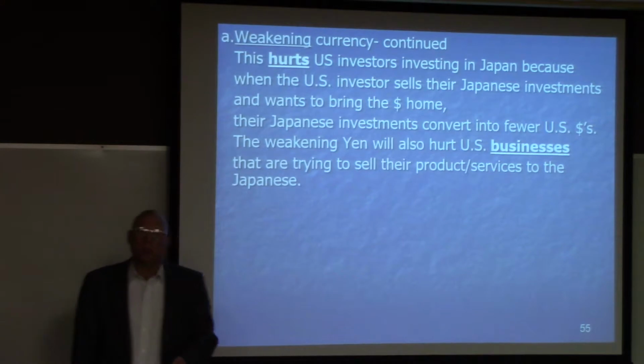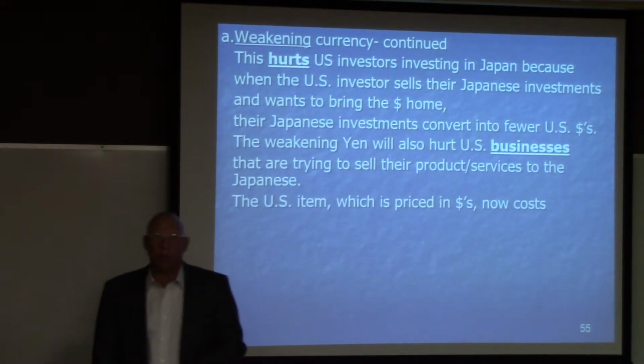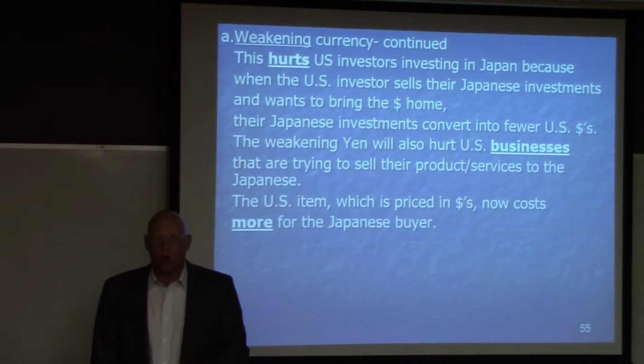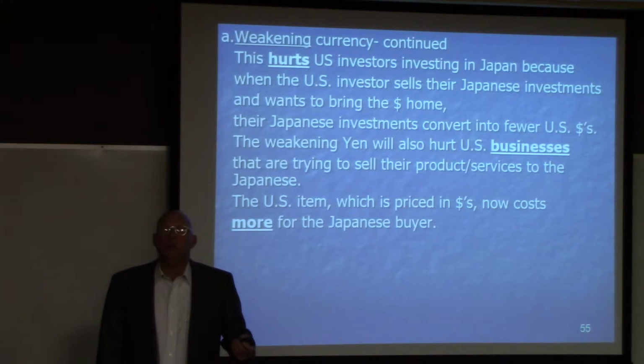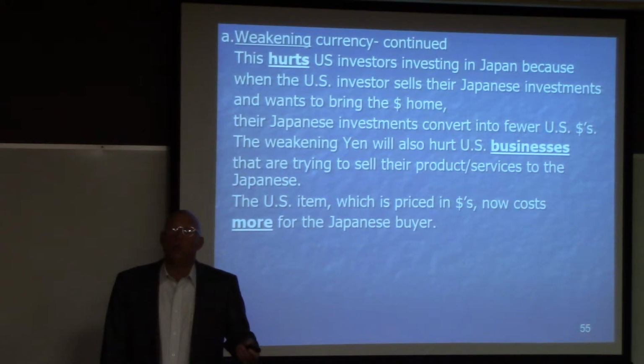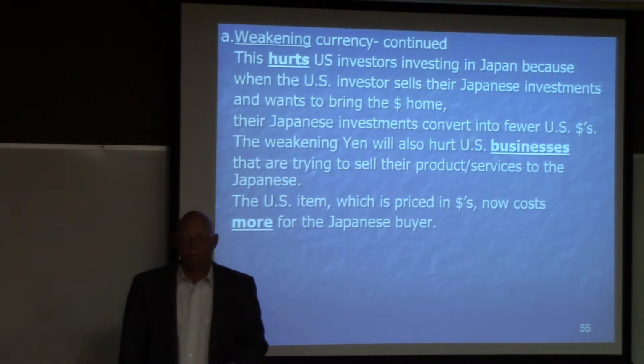The weakening yen will also hurt U.S. businesses that are trying to sell their products and services to the Japanese. Okay? The U.S. item, which is priced in dollars, now costs more for the Japanese buyers. All things being equal, if the yen weakens by 25%, that means a U.S. piece of equipment will cost Japanese consumers 25% more.